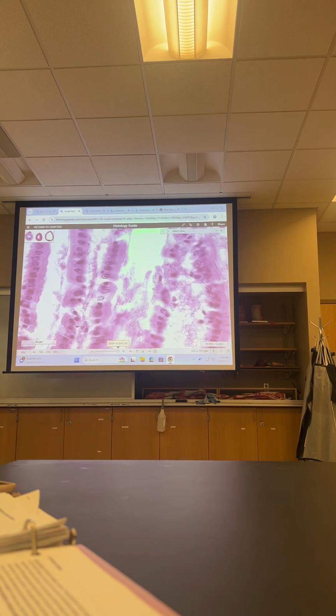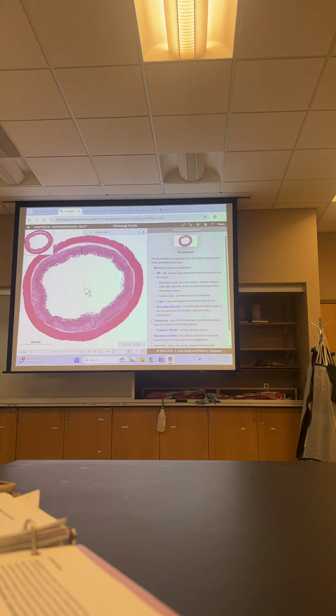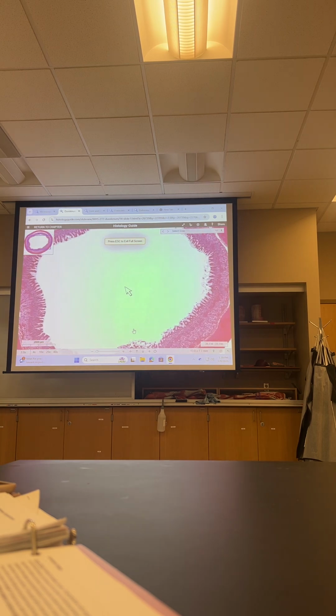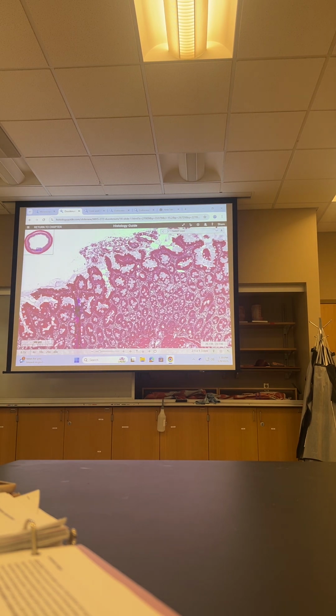See if I can find some nice ones. Too close. There. Here. Let me go to this one. This one has nicer goblet cells. So when you're looking at the epithelial tissue, you'll find some cells in there that are clear colored. Those are the goblet cells because they secrete mucus so they don't uptake the dye, so then they look clear or kind of whitish on the slide because of that.